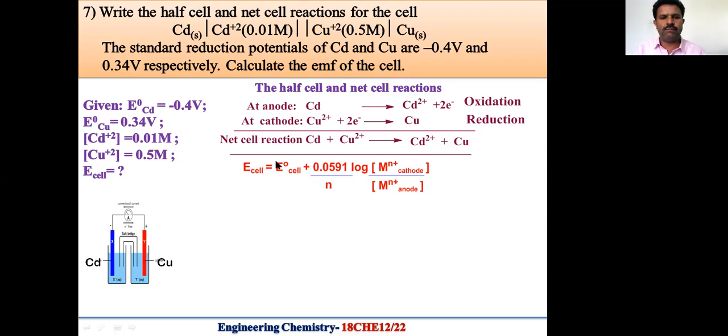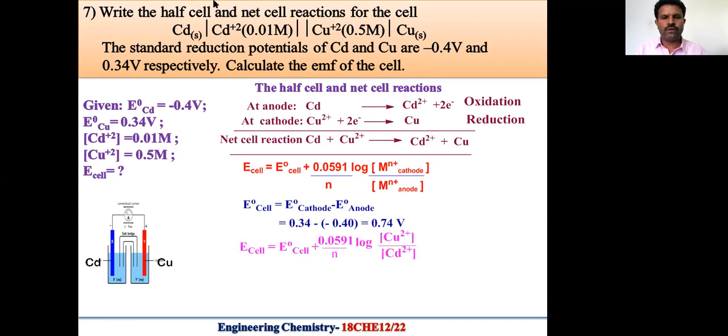To calculate EMF, we need the standard EMF of the cell, which can be calculated using the formula: standard electrode potential of cathode minus standard electrode potential of anode. The cathode is copper and its standard reduction potential value is 0.34, minus the anode value of minus 0.4, and E0 cell value is equal to 0.74 volt.